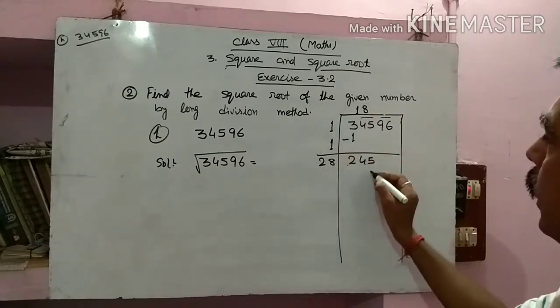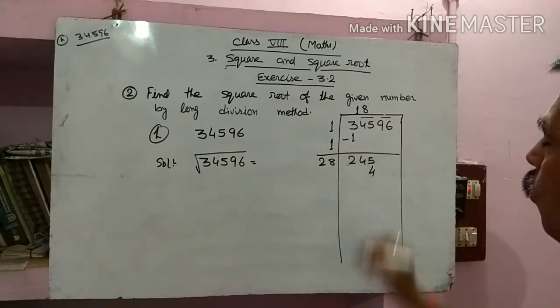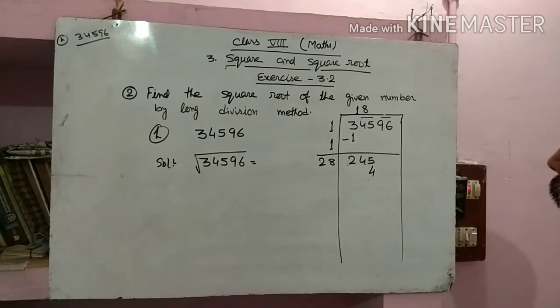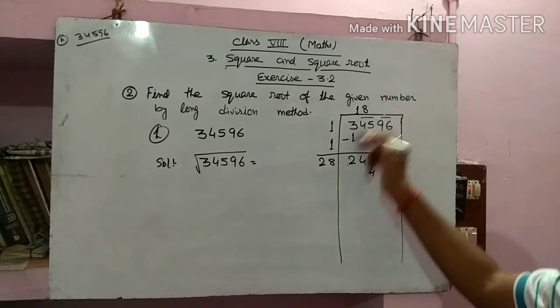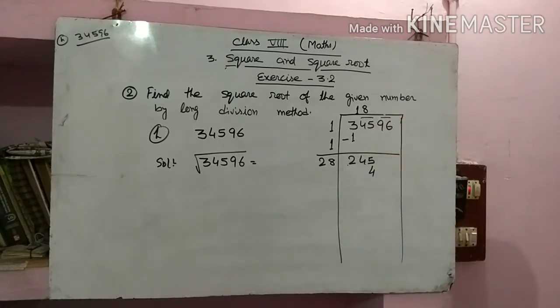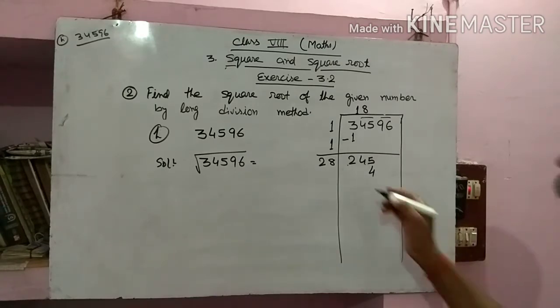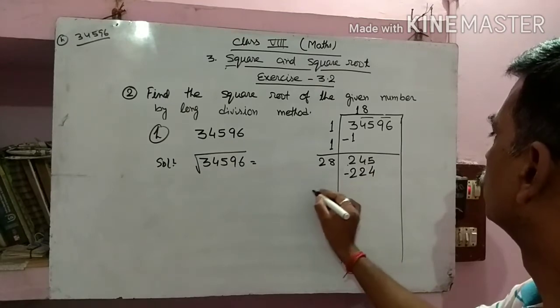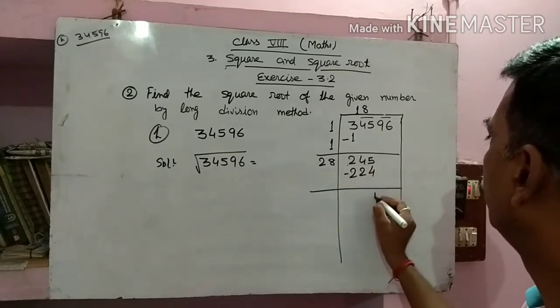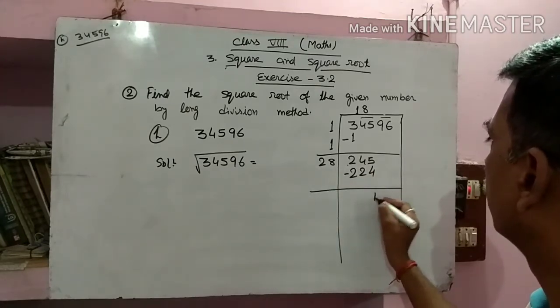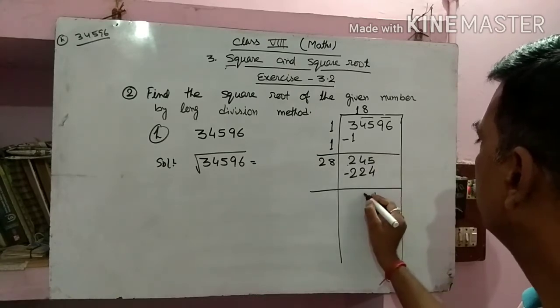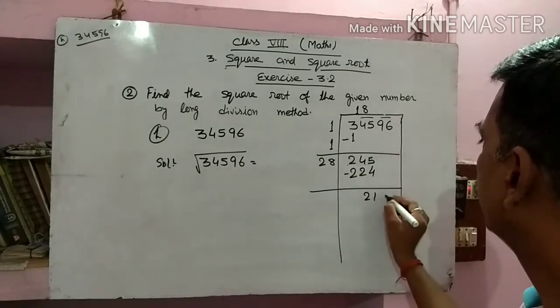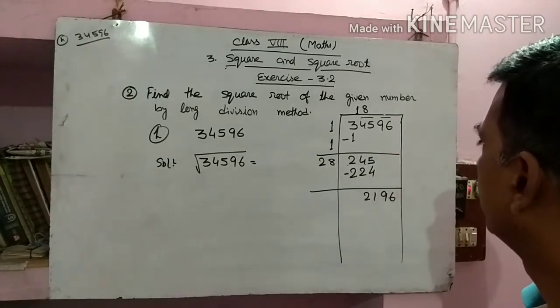8 times 8 is 64, carried 6. 8 times 2 is 16, and that 6 becomes what? 22. So it will be 5 minus 4 becomes 1. 4 minus 2 becomes 2, and this 96 will be brought down here.